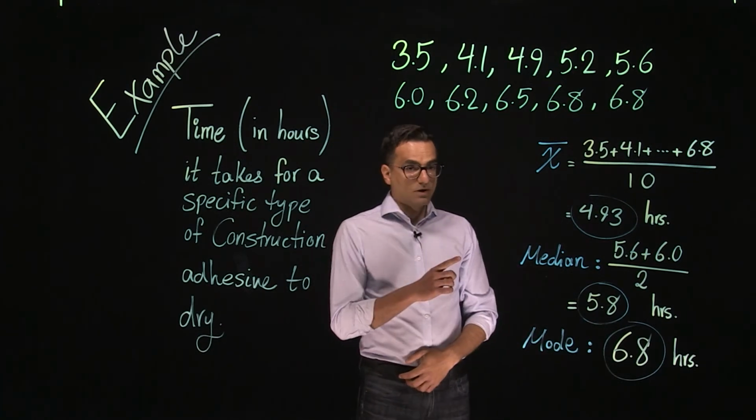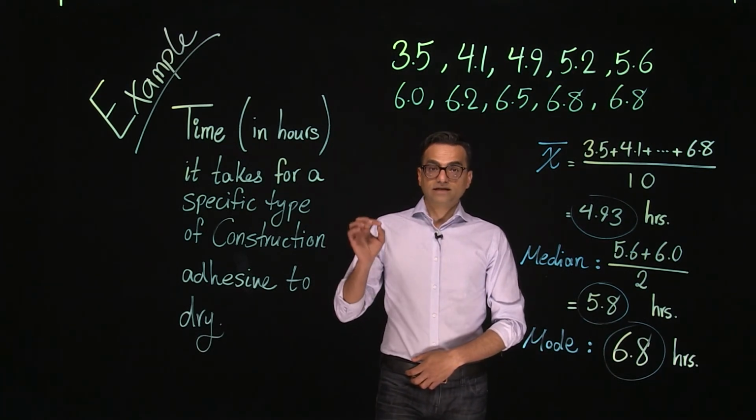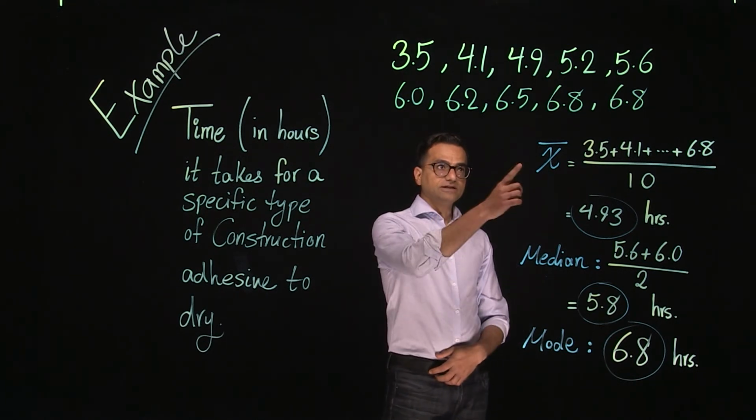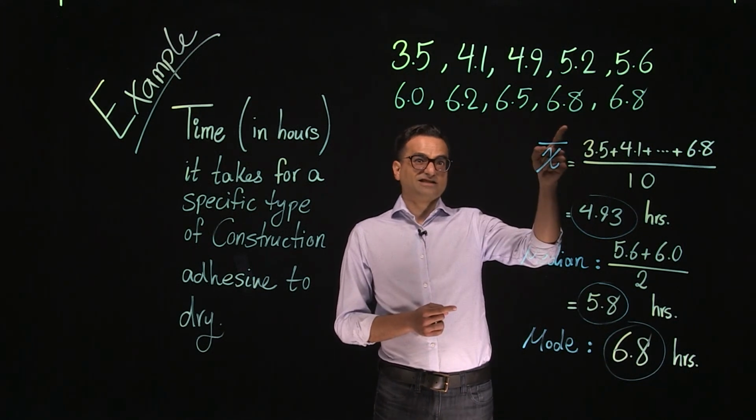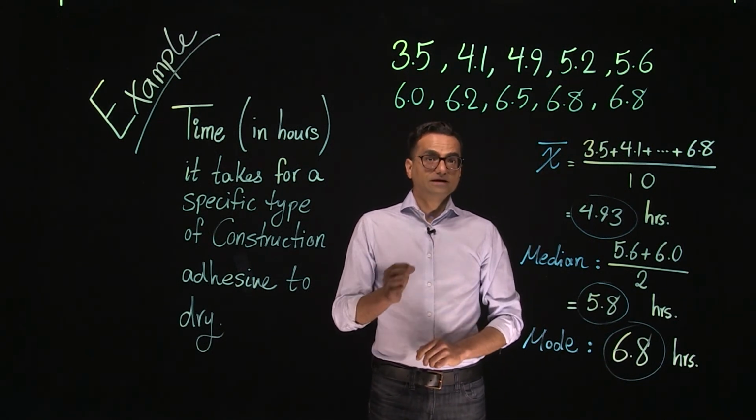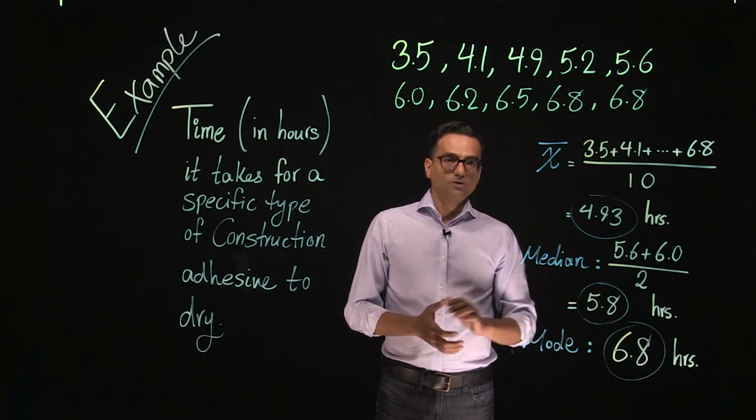Last one is mode. Mode is the most frequent data point in my sample. So look at this sample. Which data point has the highest frequency? I think it's 6.8. It's repeated twice. Because of that, 6.8 becomes the mode of this sample.